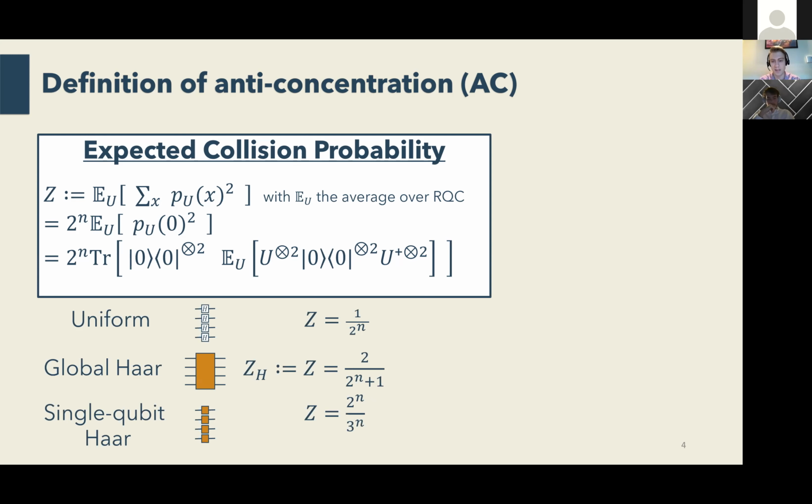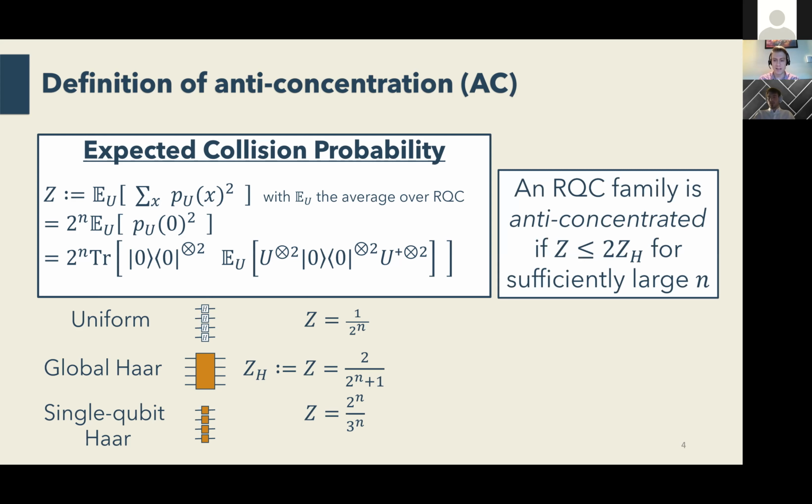In the case that the output distribution is the uniform distribution, which you can get, for example, if you perform a Hadamard gate on each of the n qubits, then the collision probability is 1 over 2^n, and this is its minimal possible value. If you do a global Haar transformation on all n qubits, so a 2^n by 2^n Haar random unitary, then you get a collision probability that's roughly twice as large, 2 over 2^n plus 1. And if you do a single-qubit gate on each of the n qubits, but no 2-qubit gates afterwards, so you just have a non-interacting system, then you get a collision probability that's 2^n over 3^n.